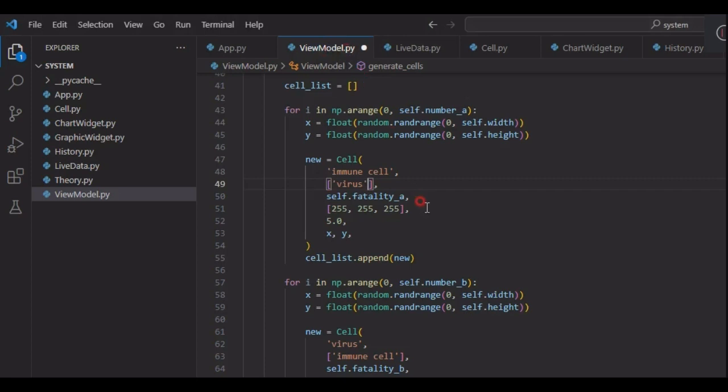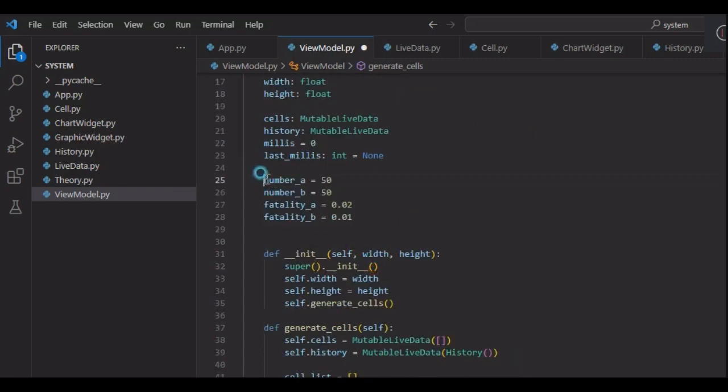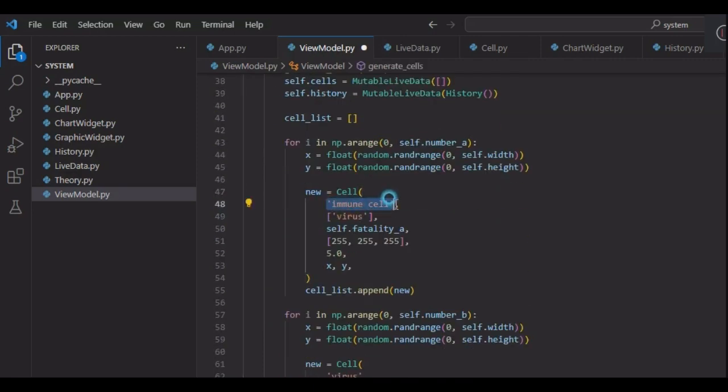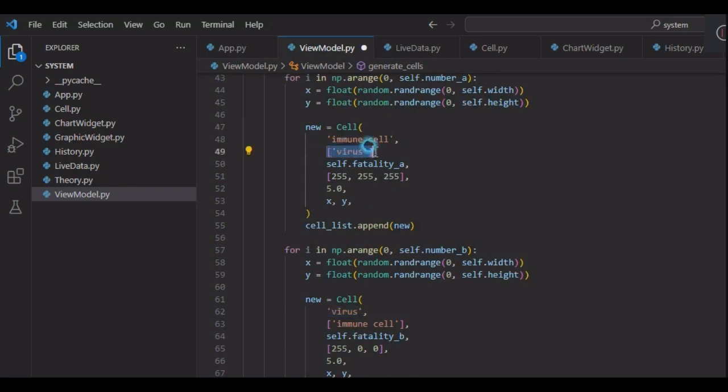First, the program generates immune cells and virus cells. The initial number of each cell is 50 and 50. This is the identity of the cell. This is the immune cell and this is the virus cell. And inside the brackets is the specification of the target cell. That means the immune cell attacks virus cells and vice versa.